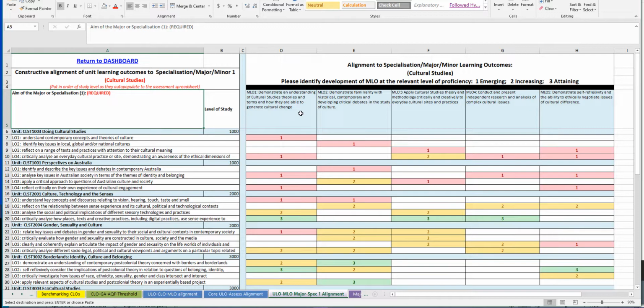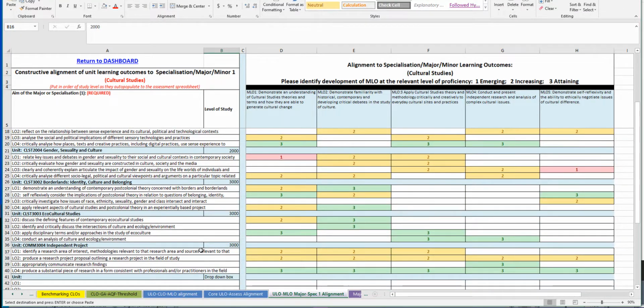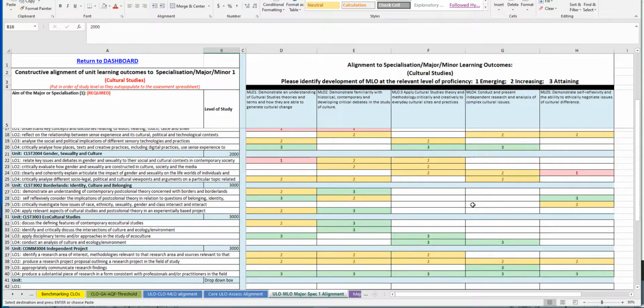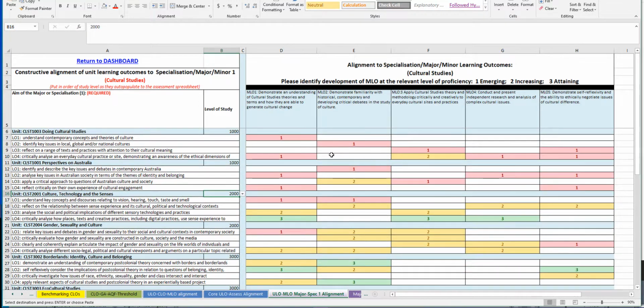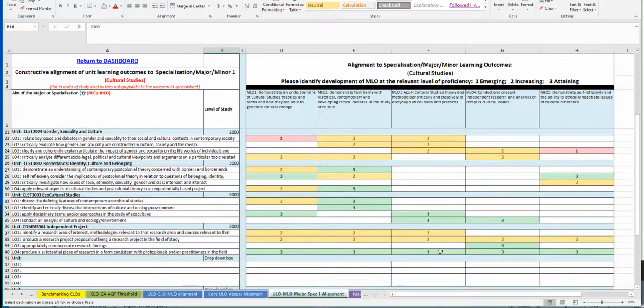So here we have 5 major learning outcomes, and again we have put our units in order. So we have 1,000, 2,000, and 3,000, and of course this one has more 3,000s in it, which we would expect because it is the specialization of that bachelor degree. And so you can see that we have 1s and 2s and 3s.